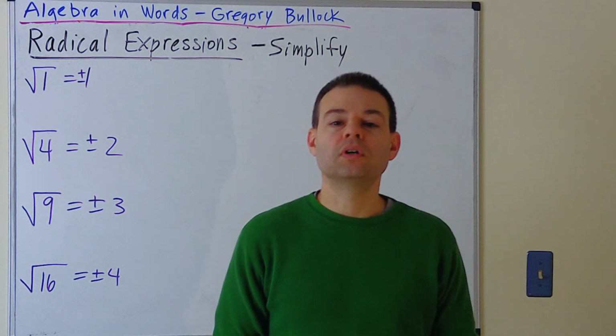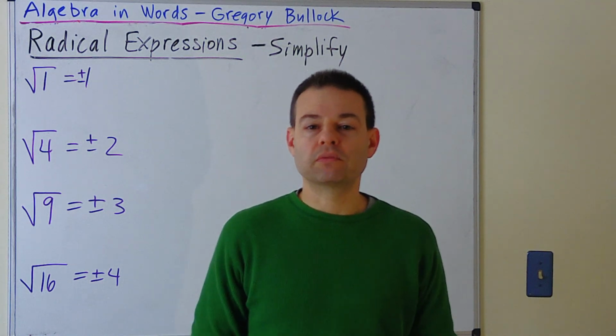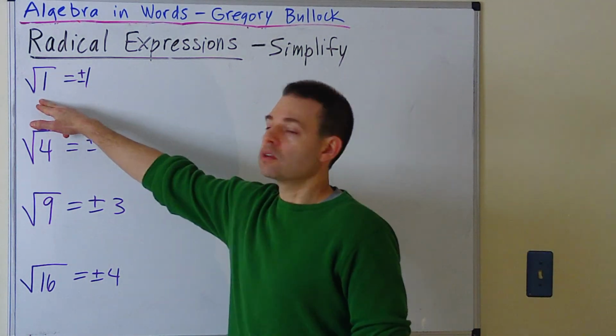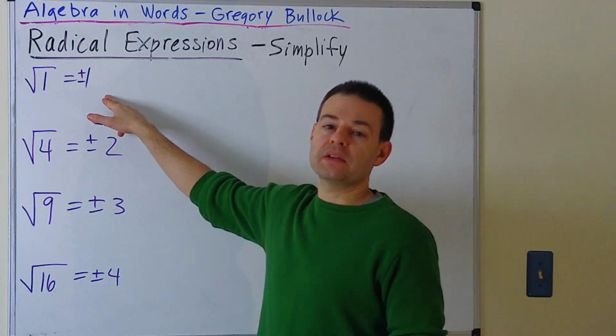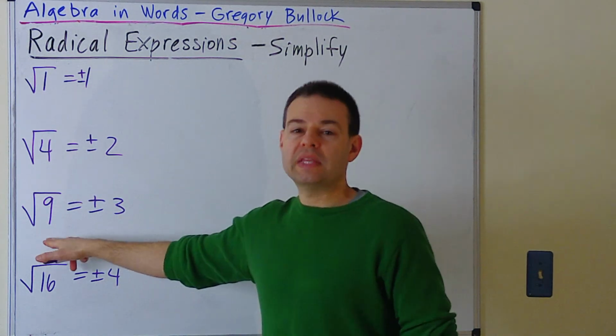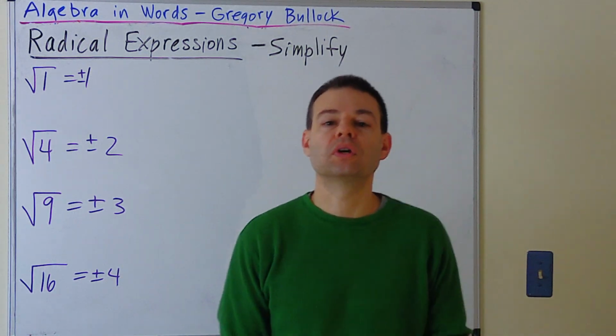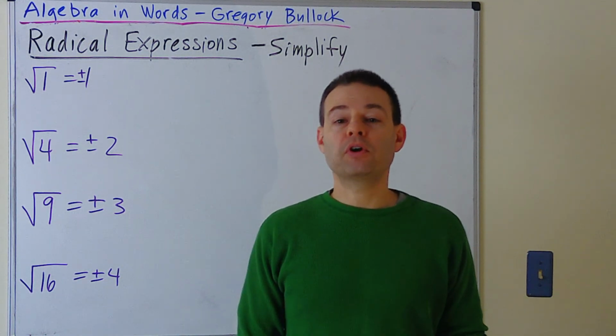What I have on the board are a few of the basic perfect square roots. So the square root of 1 is plus or minus 1. The square root of 4 is plus or minus 2. The square root of 9 is plus or minus 3. And the square root of 16 equals plus or minus 4. Now, these are perfect squares.